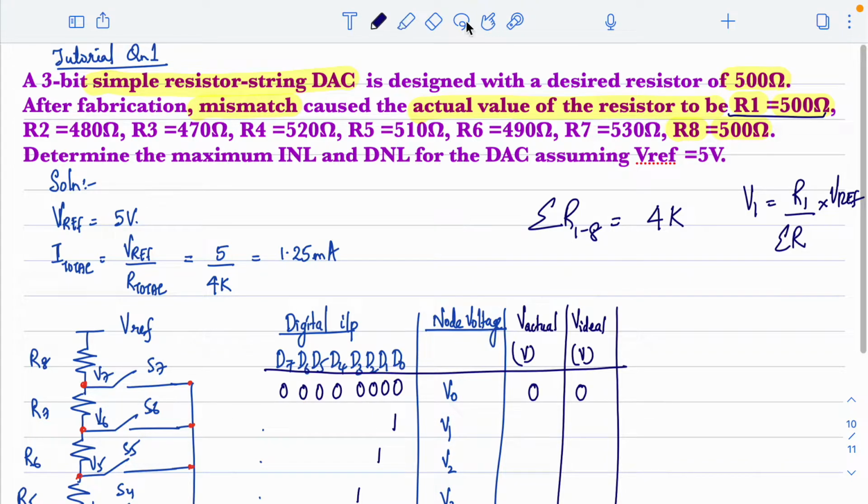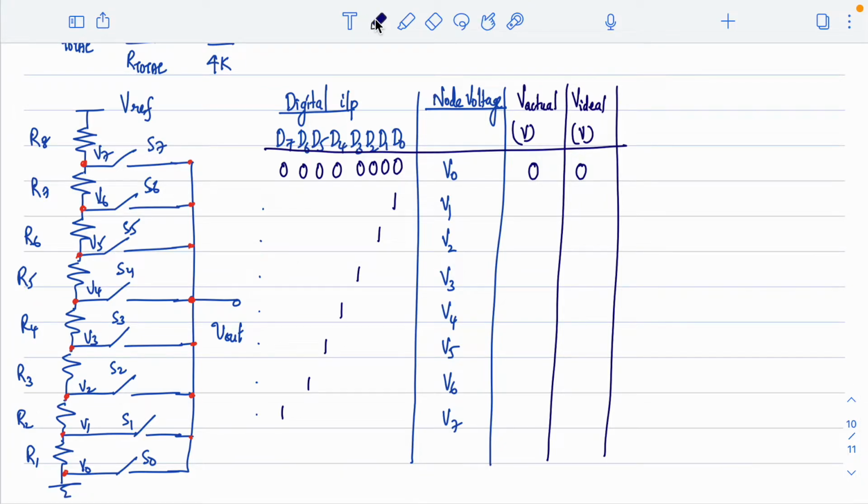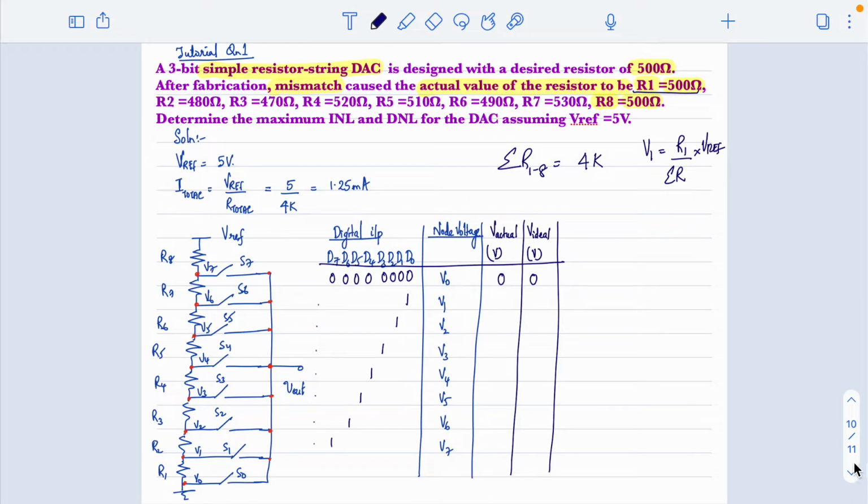So based on this, we can actually get the actual output voltage. We can write the actual output voltage depending on this formula. Can you quickly tell me what these voltages V1, V2 up to V7 are? What is V1? The resistance value is 500 by 4k into 5. So what is V actual? It is 0.625. This voltage is 0.625.